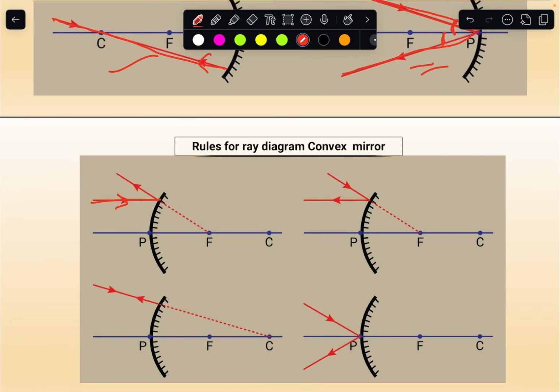Rule number 2: in the concave case, whenever a ray of light comes through the focus, it becomes parallel to the principal axis.